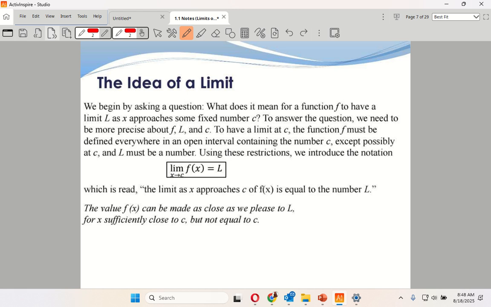So, the idea of a limit: when x approaches c of the function, it gets that number. As we read through here, it says the value of f(x) can be made as close as we please to L for x sufficiently close to c but not equal to c. That means that if this is c right here in my hand, I want to get this as close as I can to this number without actually being that number.